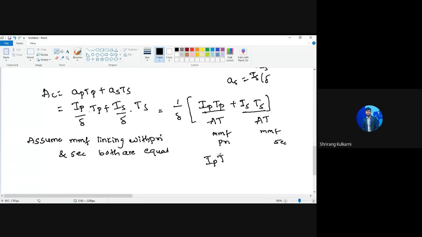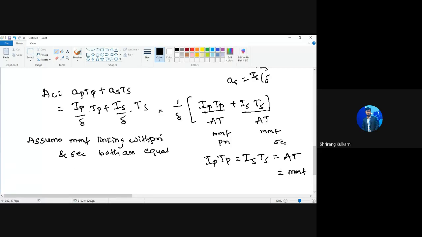IP TP is equal to IS TS. That is equal to AT. That is equal to MMF. Like this you can write. So primary and secondary MMF both are equal, which means IP TP is equal to IS TS.